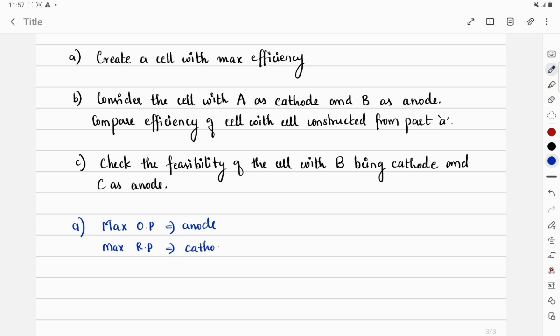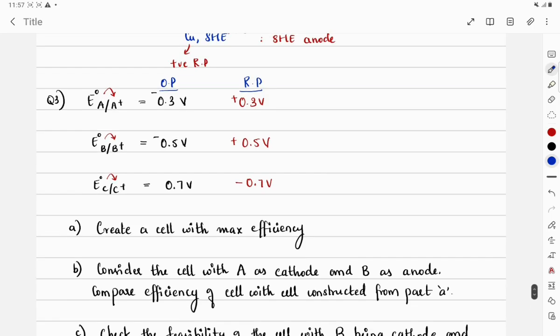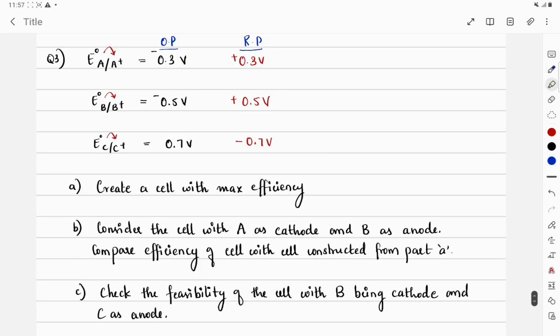So now let's check into the data which has the maximum oxidation potential. Looking at the oxidation potential values, we will see that the maximum value is for C, that is 0.7 volt. That is the maximum possible oxidation potential among the 3 electrodes. Now which has the maximum reduction potential? We have plus 0.3, plus 0.5 and minus 0.7. So obviously the highest value is plus 0.5 volt.